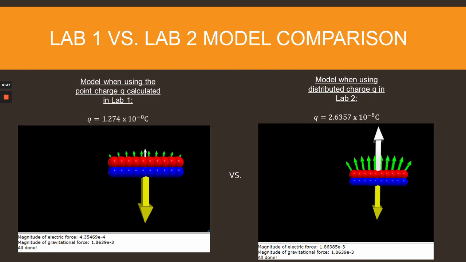For further clarification, the green arrows represent the electric forces on each of tape B's 10 point charges by those of tape A. The white arrow represents the total electric force on B by A, and the yellow arrow represents the gravitational force on tape B.